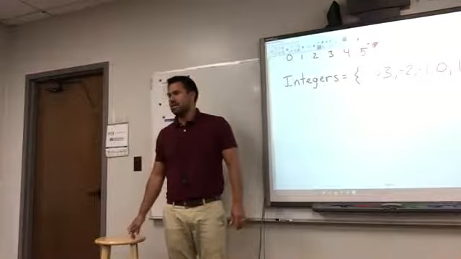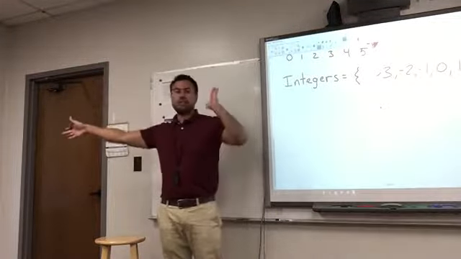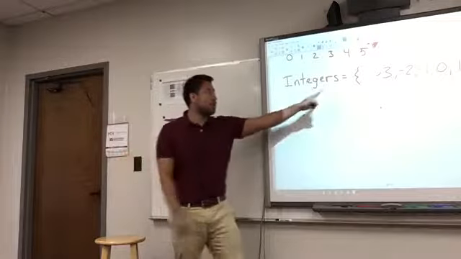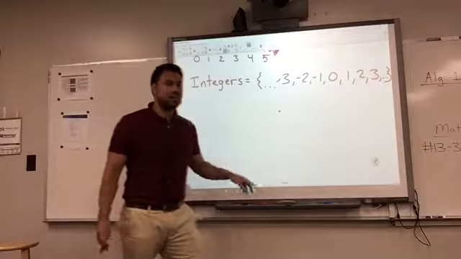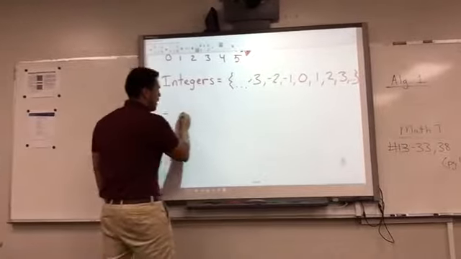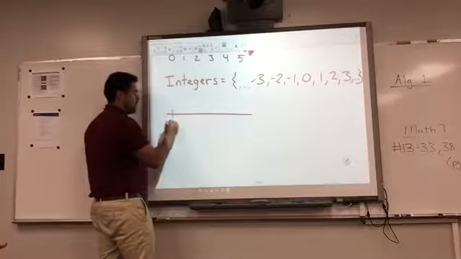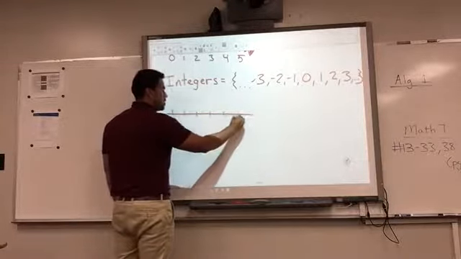Yes, ma'am? Because there's infinite negative numbers. Infinite integers that are negative, infinite integers that are positive. So we put the dots, ellipses at the beginning and the end. Does that make sense? You got to put the ellipses there. Okay. Number line. I'm going to start off here with, I'll just go -3, -2, -1, 0, 1, 2, 3.